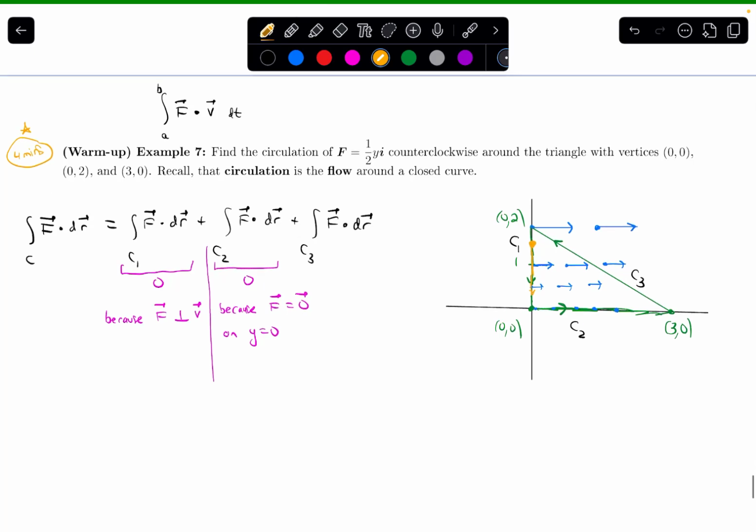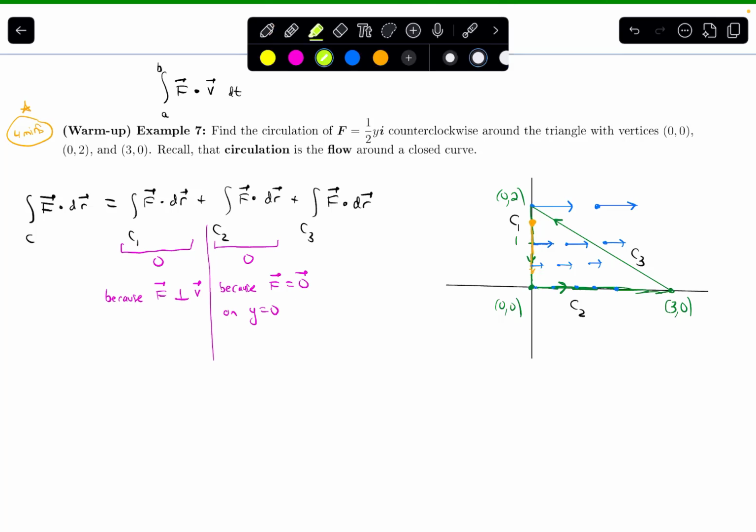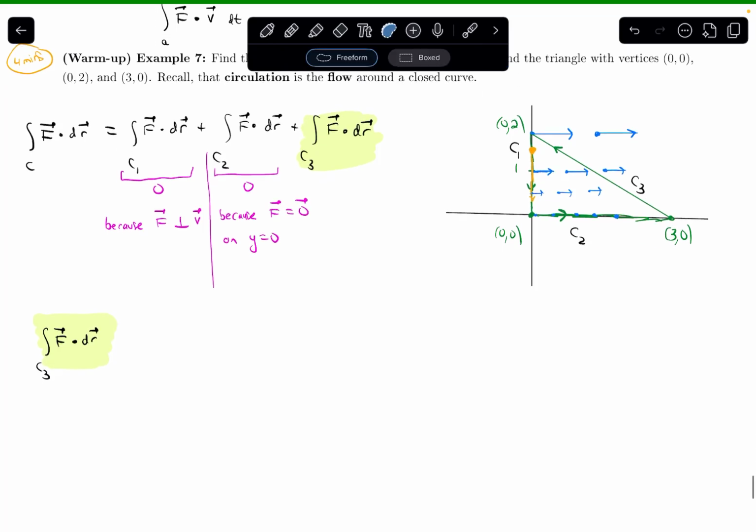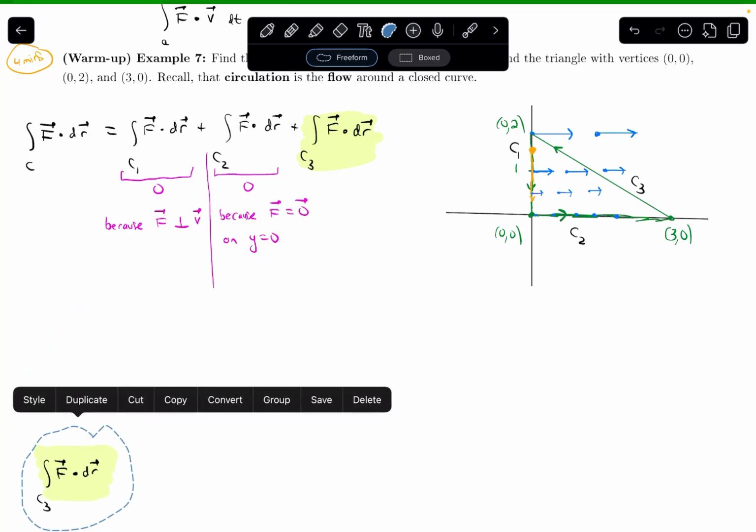Okay, so hopefully you did that. Let's talk about it now. So I'm going to highlight this third integral, and let's work out what that is. So for that integral over C3 of f dot dr, what I need to do first is parameterize the curve. So in fact, let me give myself a bit more room here. I've got to parameterize the curve.